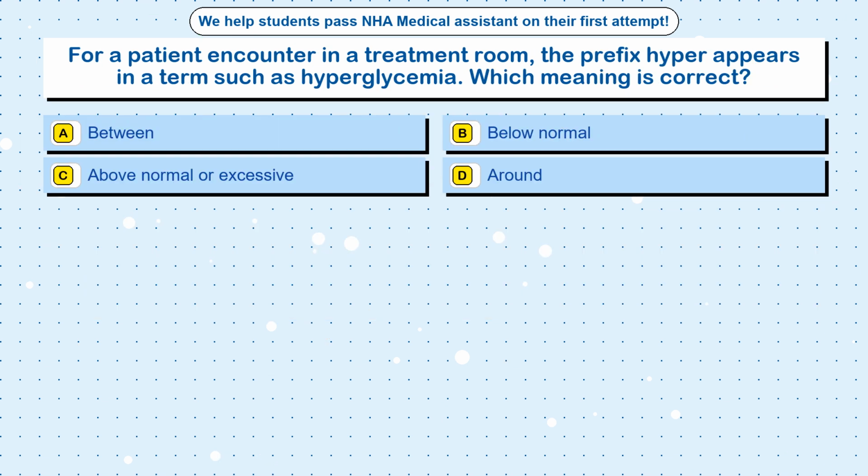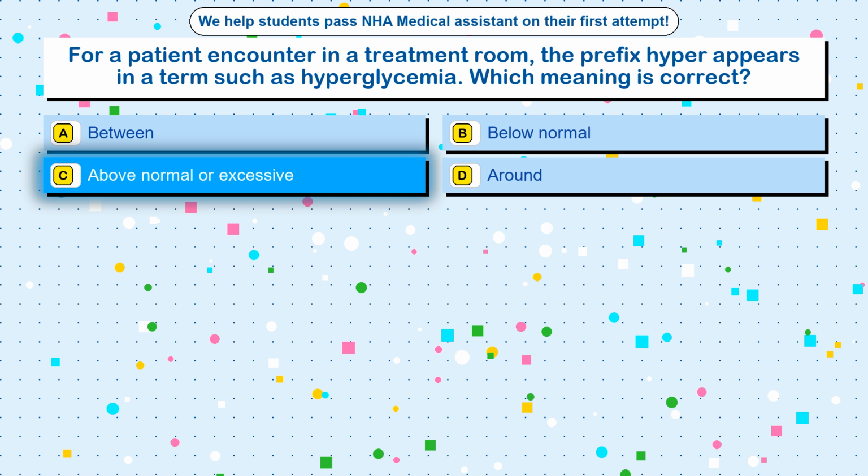Question 9. For a patient encounter in a treatment room, the prefix hyper appears in a term such as hyperglycemia. Which meaning is correct? Option A, between. Option B, below normal. Option C, above normal or excessive. Option D, around. The correct answer is option C, above normal or excessive.